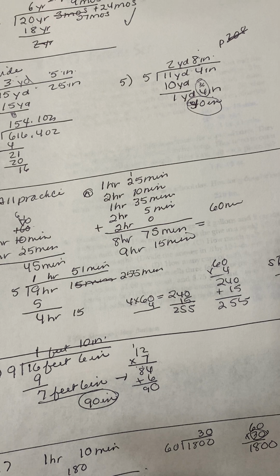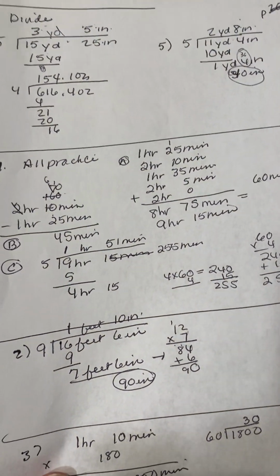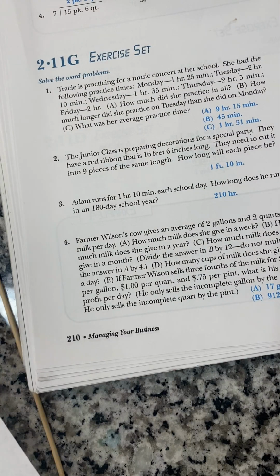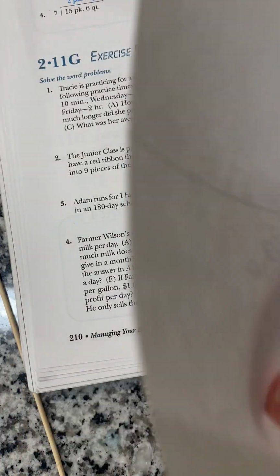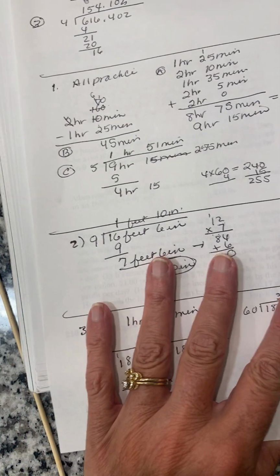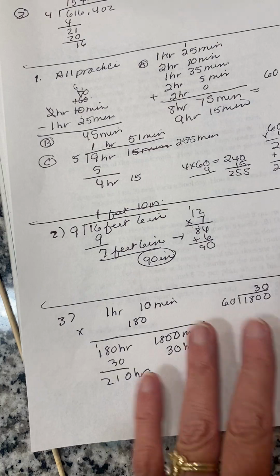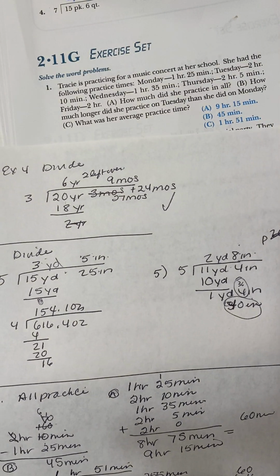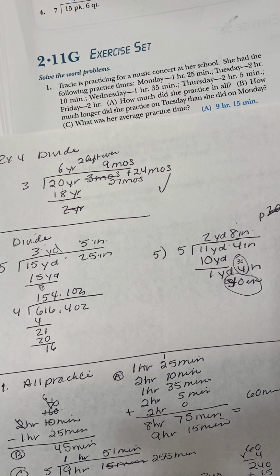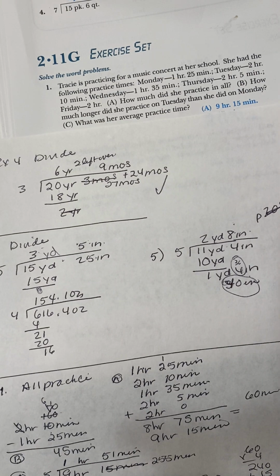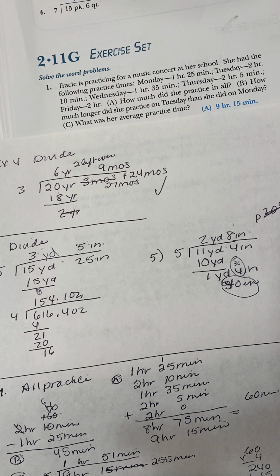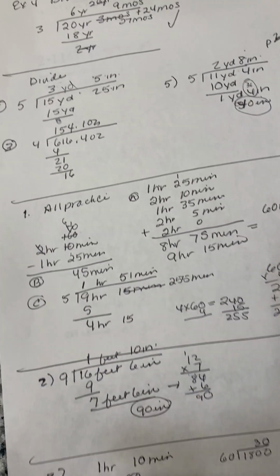So anyway, let's see. I did a couple of the problems here, and this is going to be it. So this number 1. Tracy is practicing for a music concert at her school. She had the following practice times, and they're listed there. Monday, Wednesday, Tuesday. I'm not going to repeat them. You have them written there. How much did she practice in all? So we had to add them all up, didn't we?